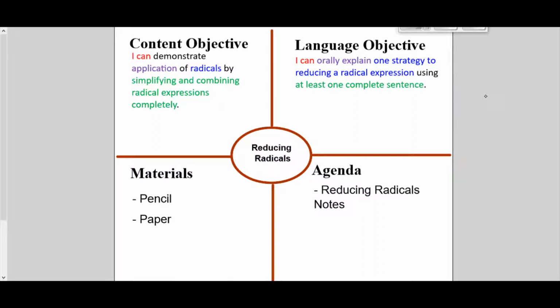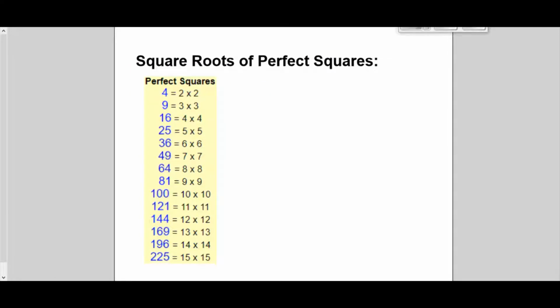In this lesson, we're going to review how to reduce radicals. So you will want a pencil and a paper out to do this. Before we see a couple of examples, I want you to recall what perfect squares are.